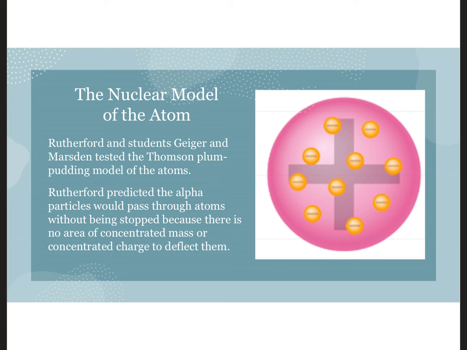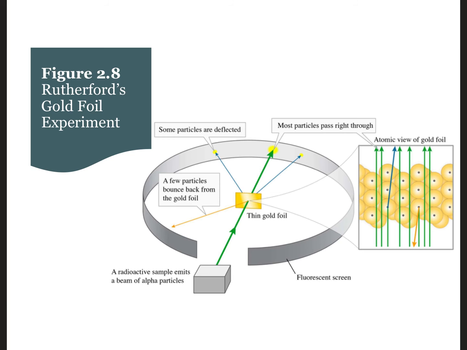Rutherford predicted that the positively charged alpha particles would pass through atoms without being stopped because there is no area of concentrated mass or concentrated charge to deflect them. He designed a gold foil experiment to test this hypothesis. In this experiment, a radioactive source was used to bombard a piece of gold foil with alpha particles. The gold foil was surrounded by a fluorescent screen to detect the impact of alpha particles, most of which were predicted to pass through the foil with little, if any, deflection.